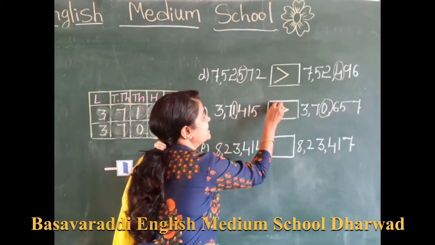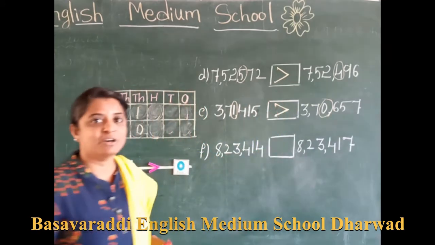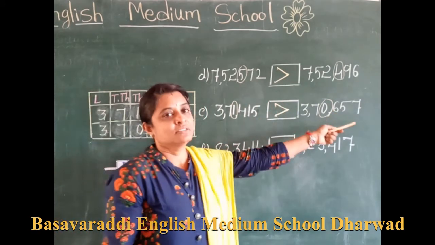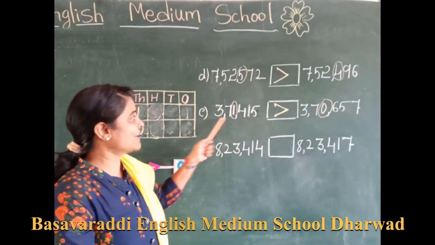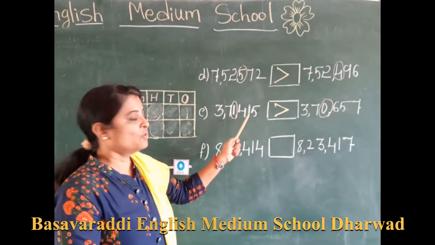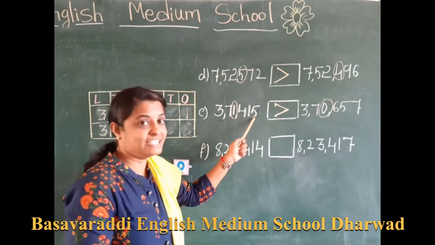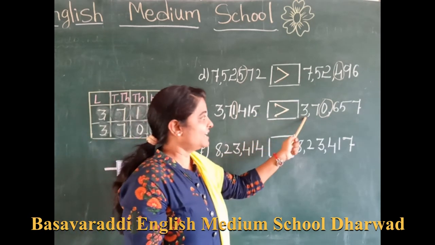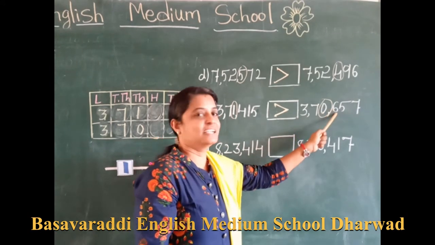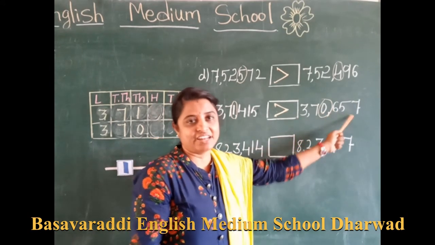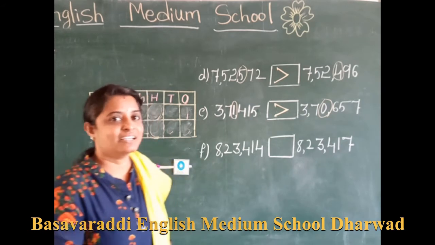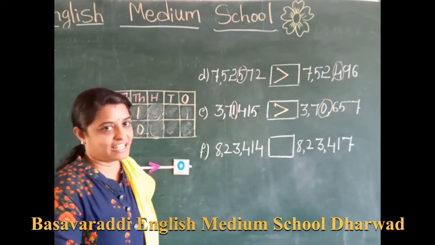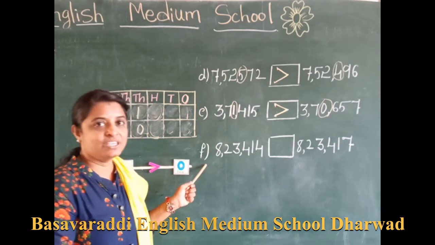Now you read the number. How to read this number now? Read this full number. 3,71,415 is bigger than, otherwise greater than, 3,70,657. We can use bigger than, otherwise greater than, both. Then lastly we'll come to F.